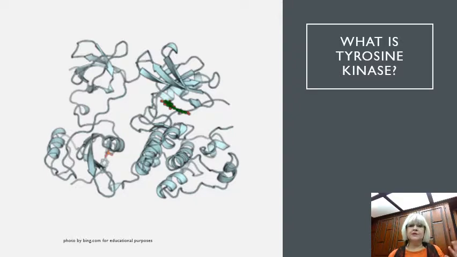So there are some kinase inhibitors such as imatinib, and they are effective cancer treatments. So most tyrosine kinases have an associated protein tyrosine phosphatase, which removes the phosphate group.